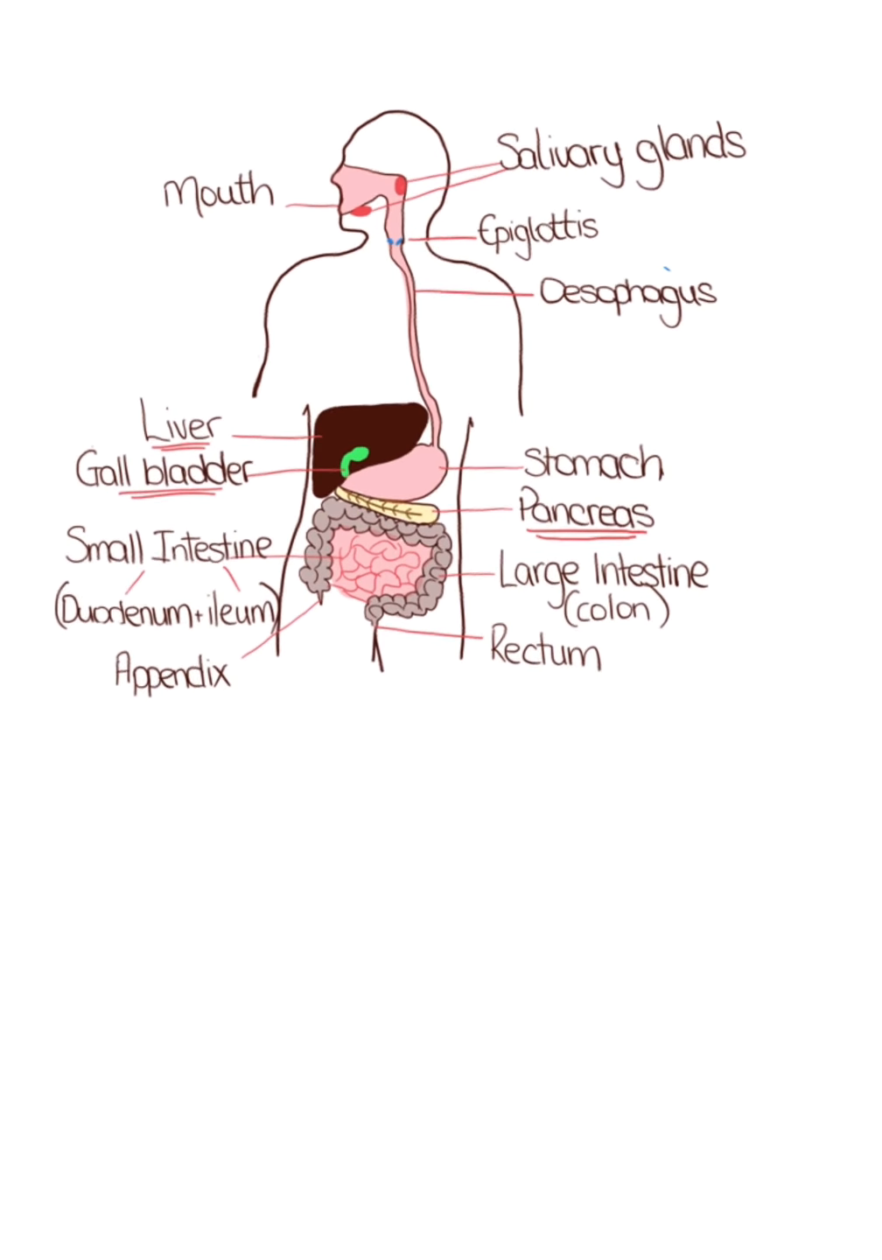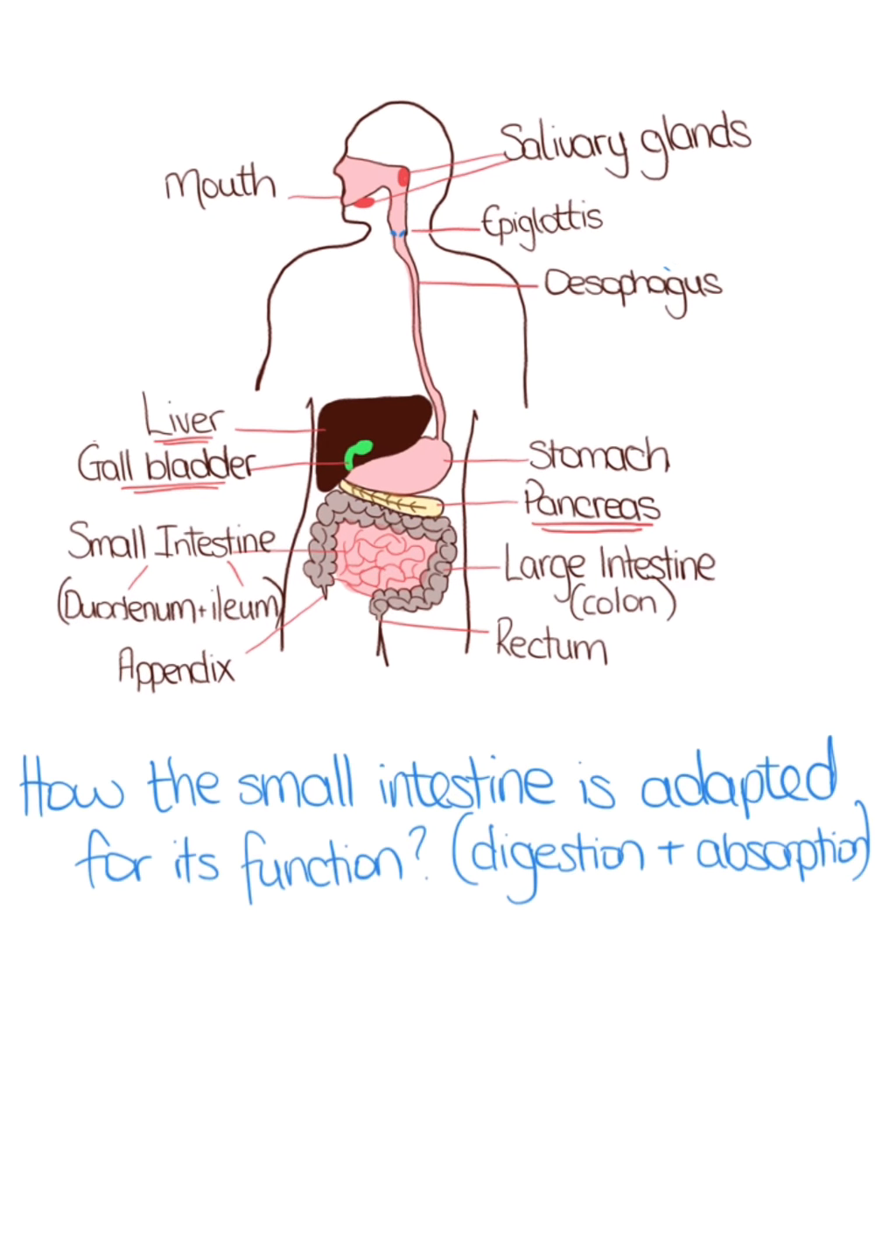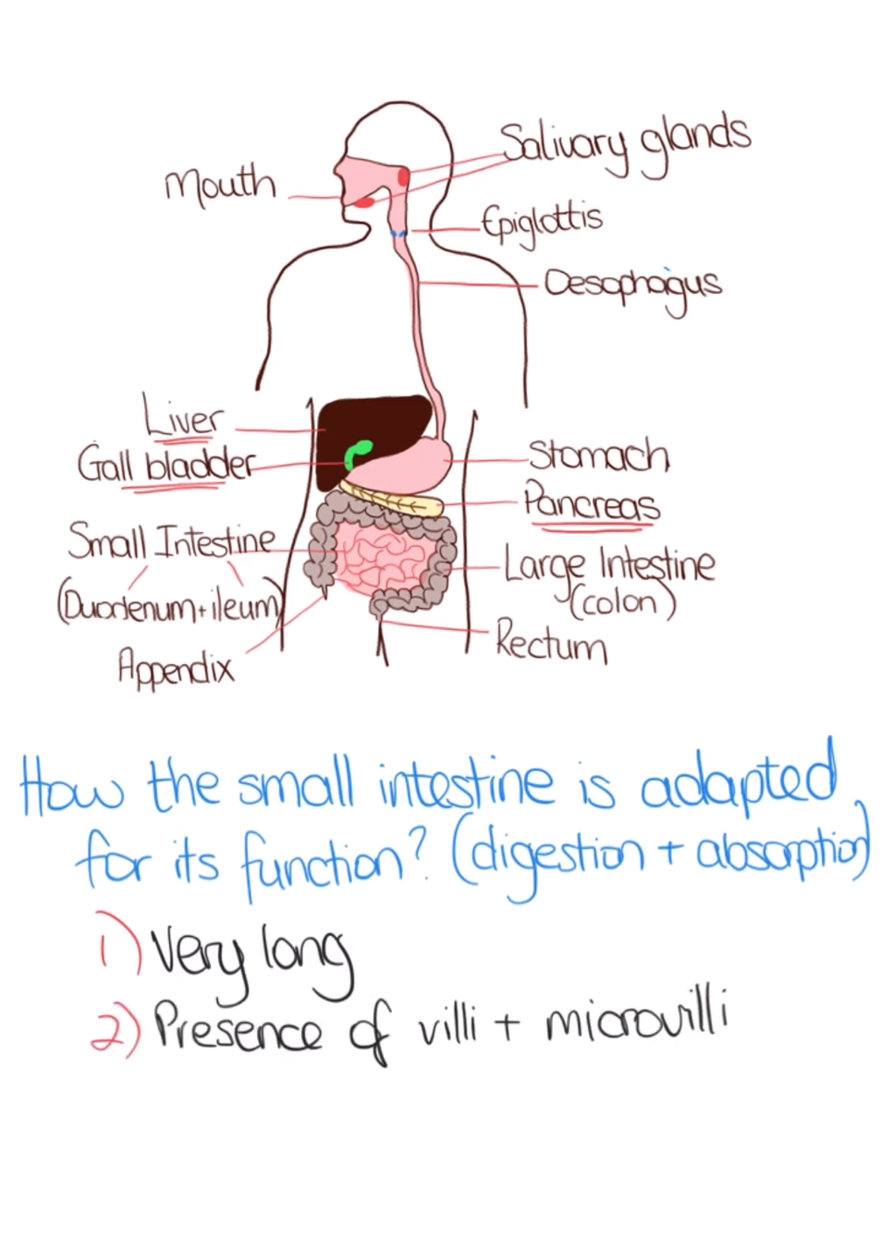For the exam, you'll need to know how the small intestine is adapted for its function. You would answer saying that it is very long, so food can come in contact with the ileum for longer. It also contains lots of villi and microvilli, which increase the surface area. The walls of the villi are only 1 cell thick, and this allows substances to diffuse through them very, very easily.